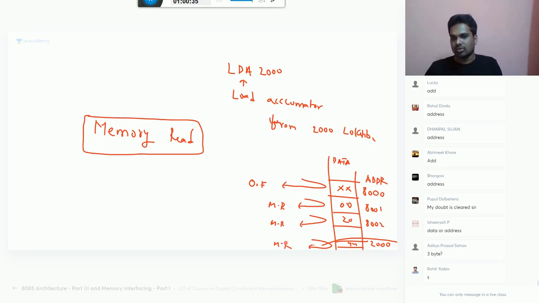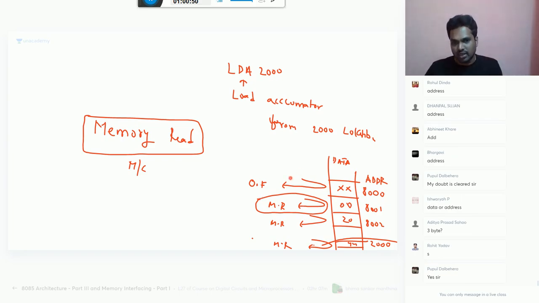So our discussion here is the memory read machine cycle. That is how this job will be done by the computer. What are the steps involved in doing this memory read? Now don't worry about what LDA is. We will discuss that later. This is just an example I am giving. Now our job is to understand what a memory read is and how it happens in your computer. So let's go.